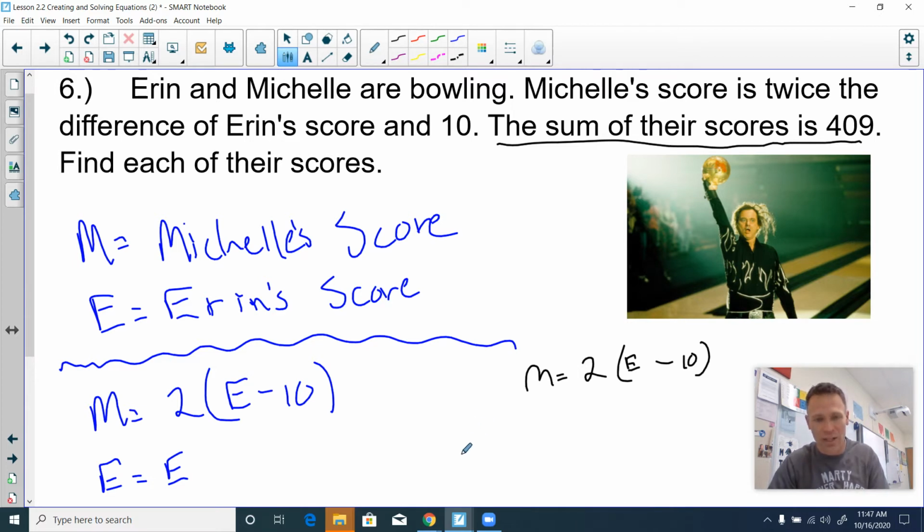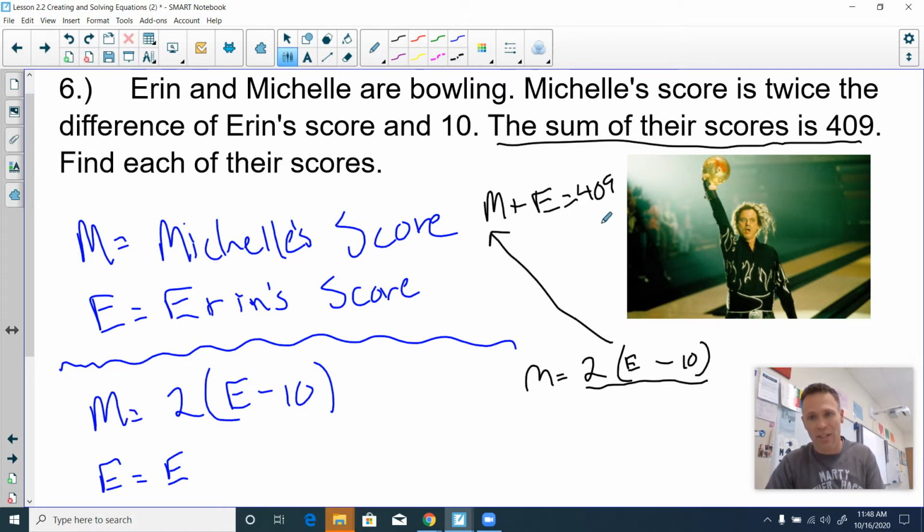What that means is that if I take Michelle's score, which is M, plus Aaron's score, which is E, that's going to be equal to 409. Now check it out. I know that M is equal to 2E minus 10. So this is where we're going to get our equation from. We're going to take the 2E minus 10, substitute that in for M, add E, and then that's going to be equal to 409.